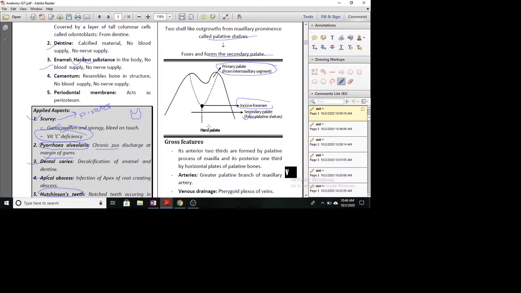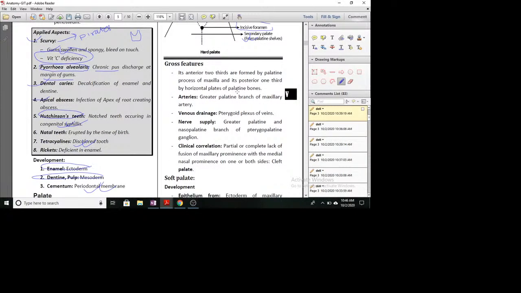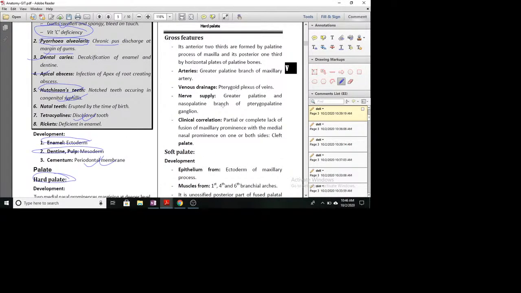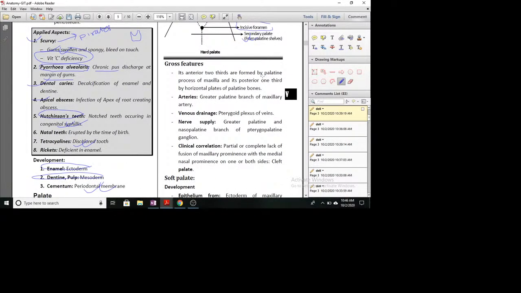This is the figure of the hard palate. This is the primary palate right here. This is the incisive foramen, and this is the secondary palate. Do we need to know this? The anterior 2/3 is formed by the palatine process of the maxilla, and its posterior 1/3 by the horizontal plate of the palatine bone. Arteries: branches of the maxillary artery, and veins drain to the pterygoid plexus. Then the pterygopalatine ganglion.